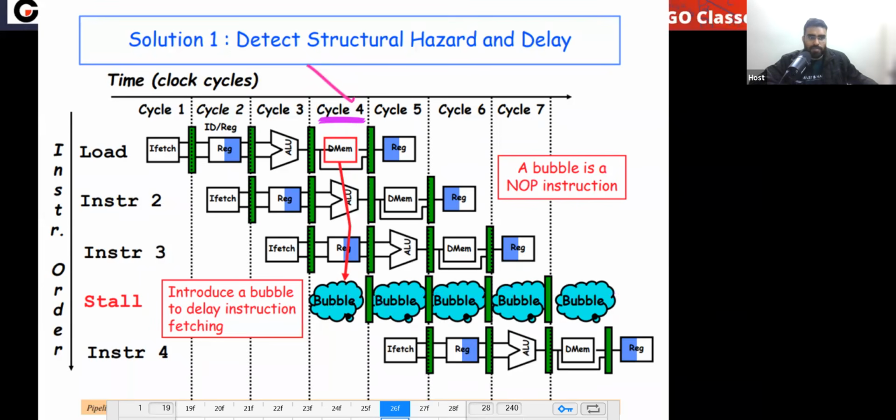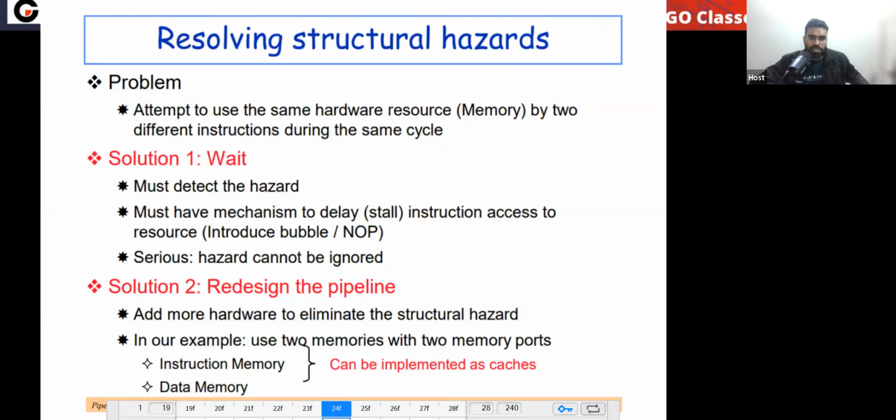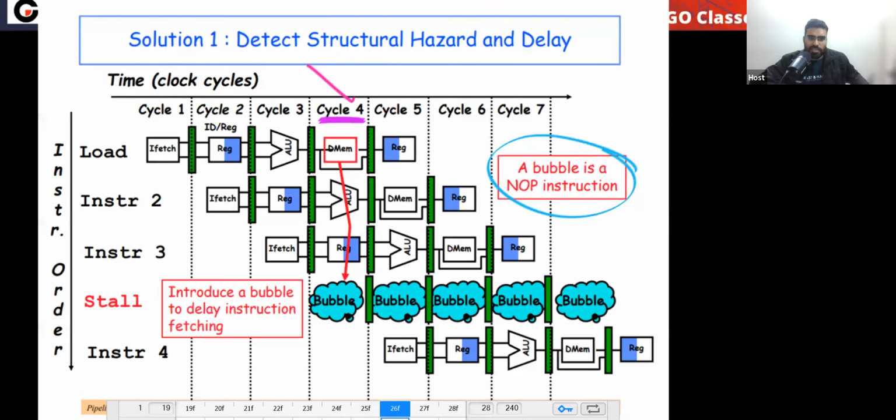This bubble is in the pipeline. And I told you in the last class, do you remember, that this bubble is simply your NOP instruction. So you can insert a NOP instruction. So very simple. These are either stall, bubble, or NOP. This is your solution. Either you can do that, or you can put separate memory.